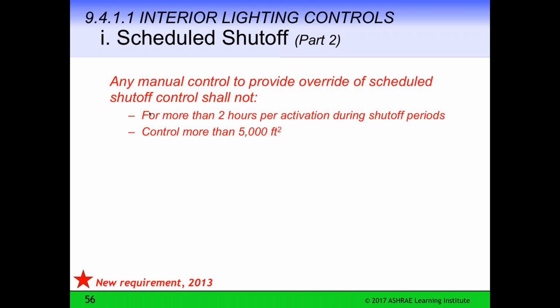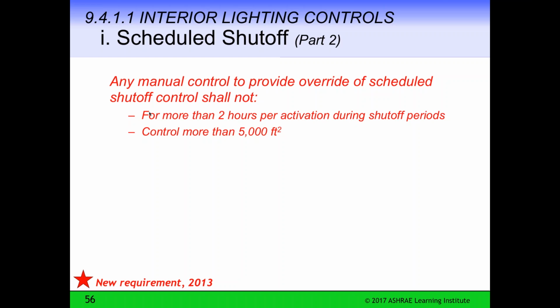And then any manual control for the scheduled shutoff is going to override the scheduled shutoff. So if somebody is staying and working late in this open office landscape, the override cannot be more than 2 hours per activation during shutoff periods, and the override cannot control more than 5,000 square feet. So if the overall scheduled shutoff controls up to 25,000 square feet, any override cannot control more than 5,000 square feet and not more than 2 hours per activation.